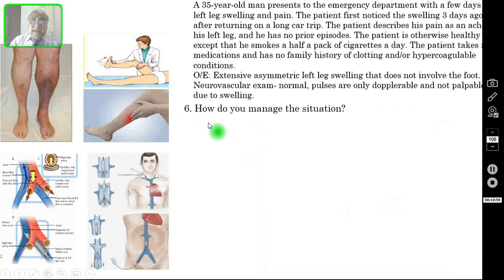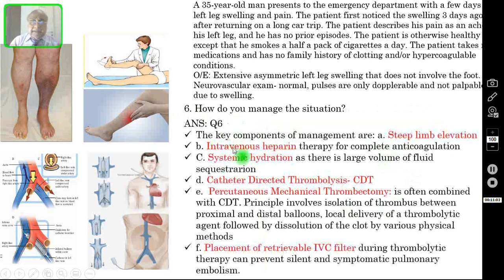Question number 6. How do you manage this situation? The correct answer is the key components of management are: number 1, steep limb elevation. You have to elevate the limb. Number 2, intravenous heparin therapy for complete anticoagulation. You have to start that. And then systemic hydration. You have to hydrate the patient as there is a large volume of fluid sequestration in these patients.